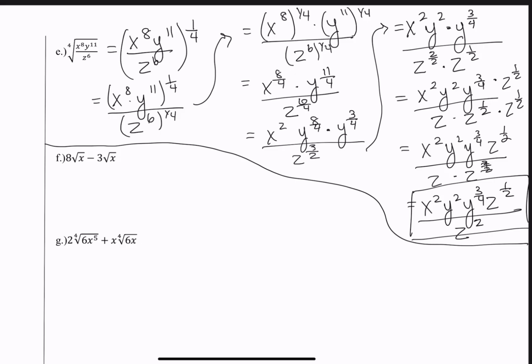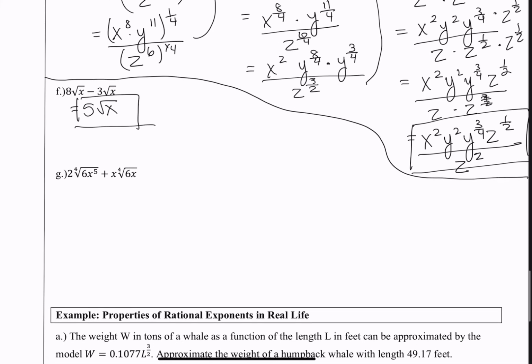So hopefully you notice that you have like terms. Both of these terms have a square root of x in them. So all you're going to look at is the coefficients, 8 and -3. Well, 8 minus 3 is going to be 5, square root of x. It's that simple. G.